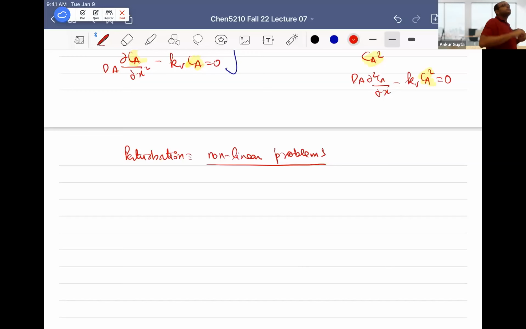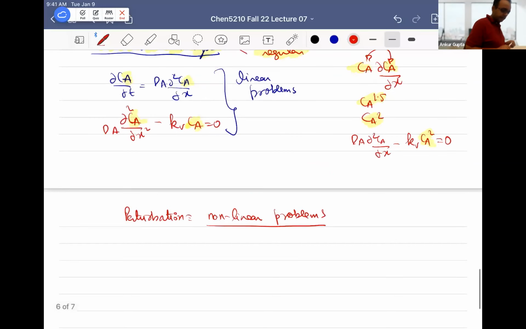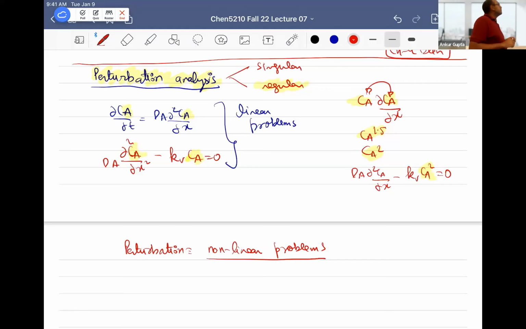Okay, so there are the questions. Sorry, dx square, yeah, thanks. There was a typo, dx square. So these are all linear, but the right hand side is. Any other questions?